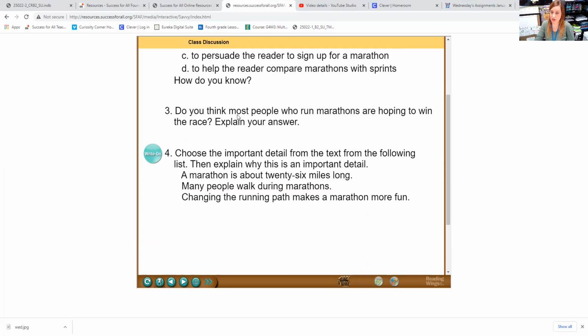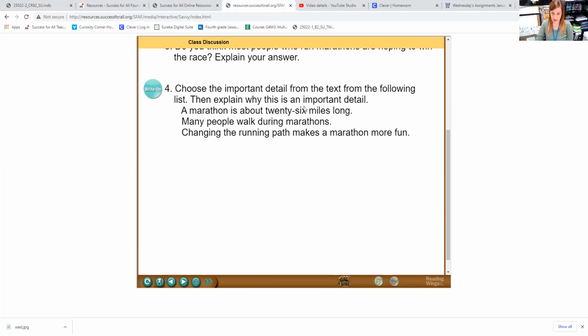Number 3 says, do you think most people who run marathons are hoping to win the race? So you have to answer that, but you also have to explain your answer. So you're either going to say yes or no, and then you're going to explain that answer that you just gave.